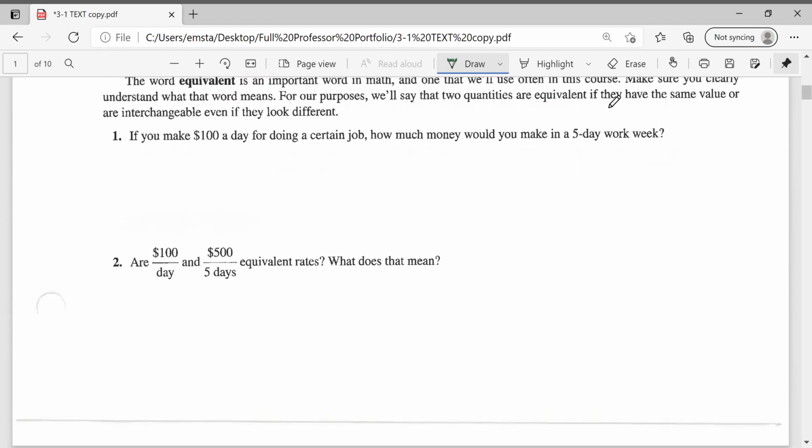Number 1 at the bottom of the page says if you make $100 a day for doing a certain job, how much money would you make in a 5-day work week? Well, we're going to take 5 days times the $100 per day, and that gives us a total of $500 in 5 days.